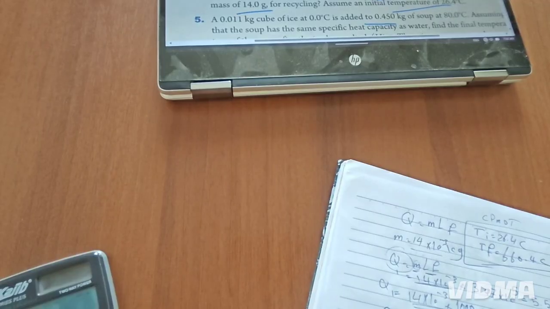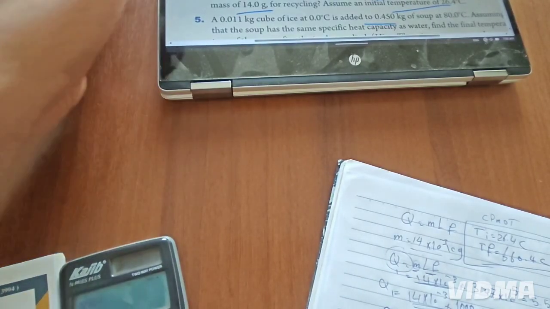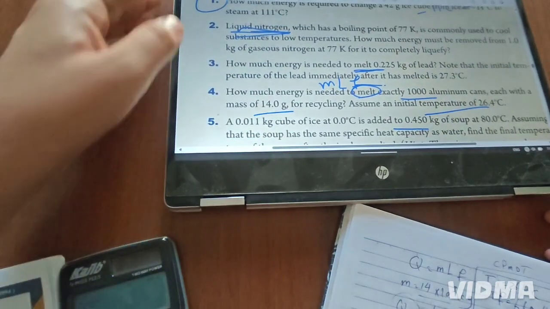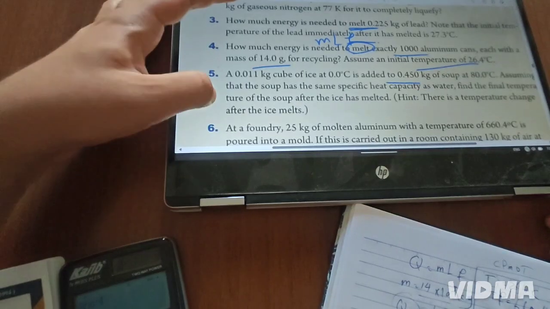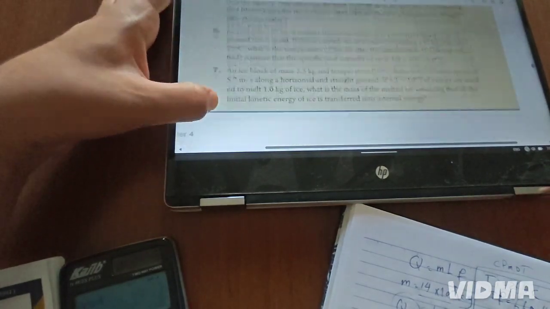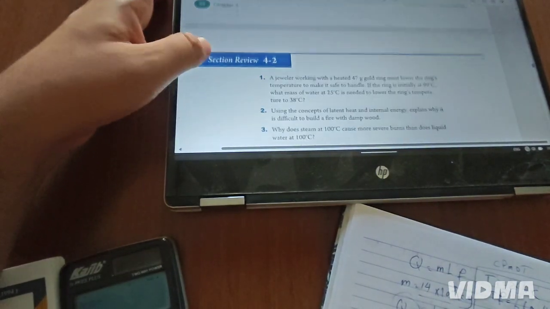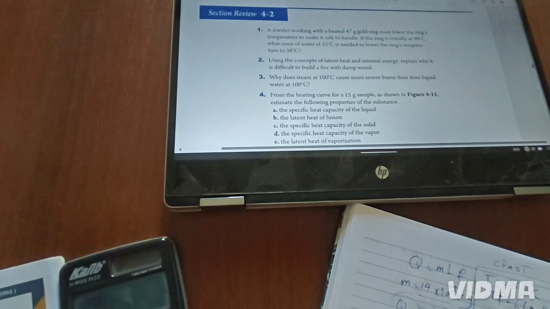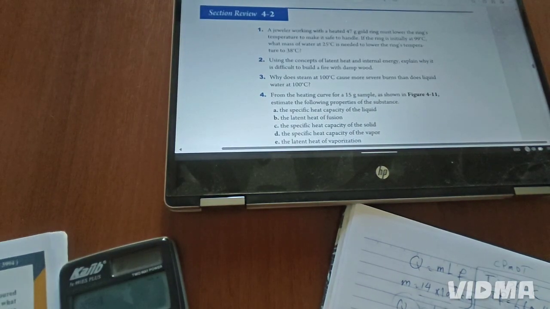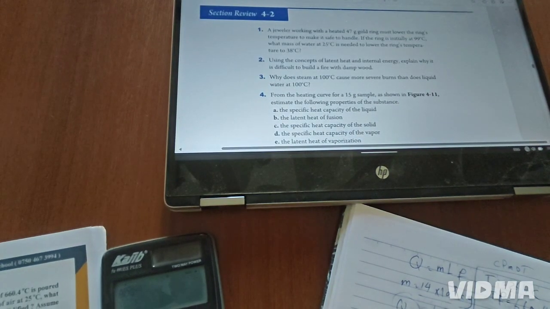Okay, guys, I have solved all of this for you for 5 questions, so I think this is enough. The other questions you can do by yourself because they are so easy, same thing. Now we reach the section reviewing.